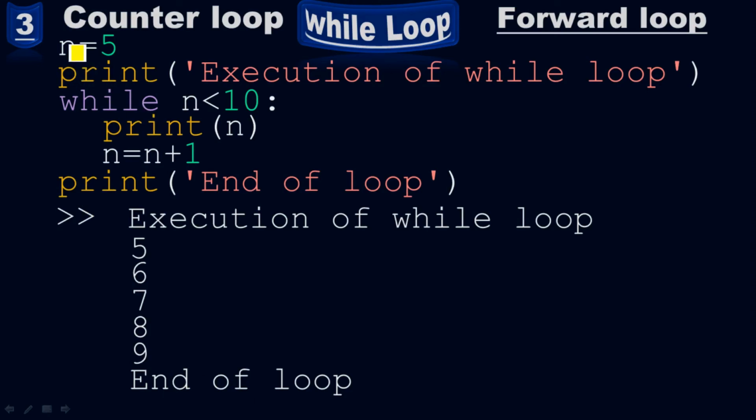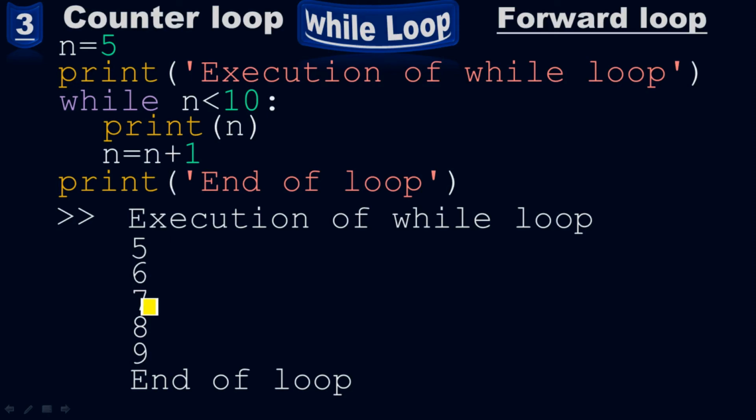Look, initially n is equal to 5, so it will start with 5. So 1 will be added to 5, which is the initial value. It is the very first value. So 5 plus 1 will be 6. And then we'll execute one more time to add 1 to the previous value. The previous value is 6. So 6 plus 1 will be 7.